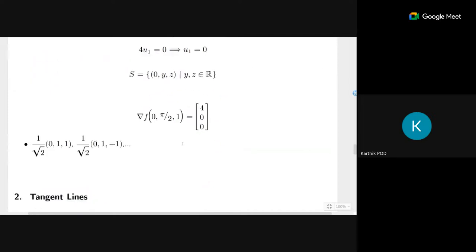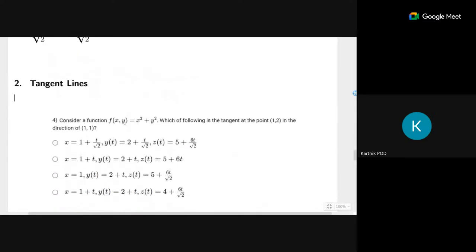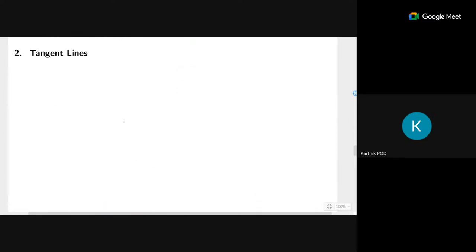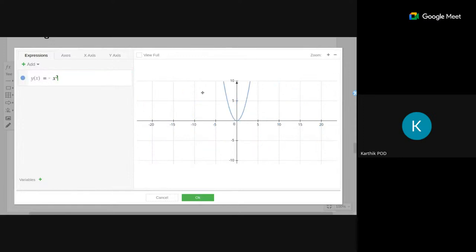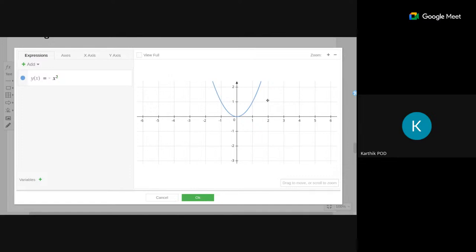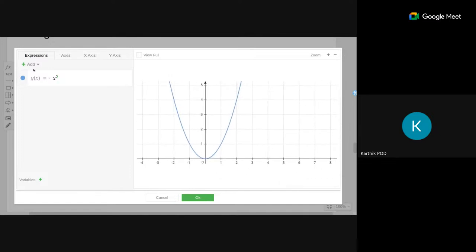Okay, so let's go to tangent lines, right? So see, this tangent lines is actually a very, very simple idea. If you are used to tangent lines in R1, meaning single variable functions, we'll again look at this canonical example of x square and look at the tangent at, let's say, 2, 4. Okay, so I'm going to draw a tangent at 2, 4. So this is 2x, 4 into x minus 2.